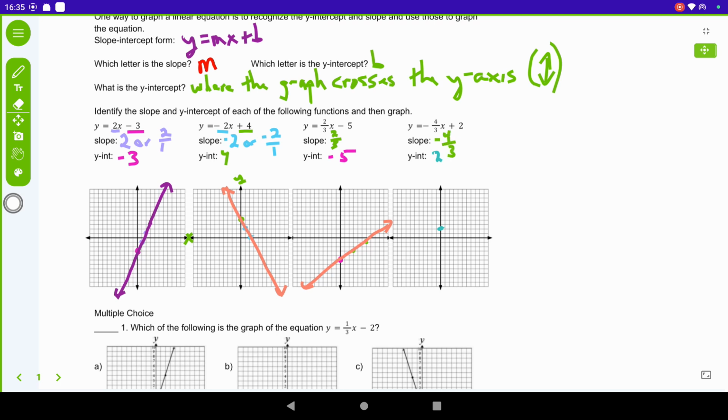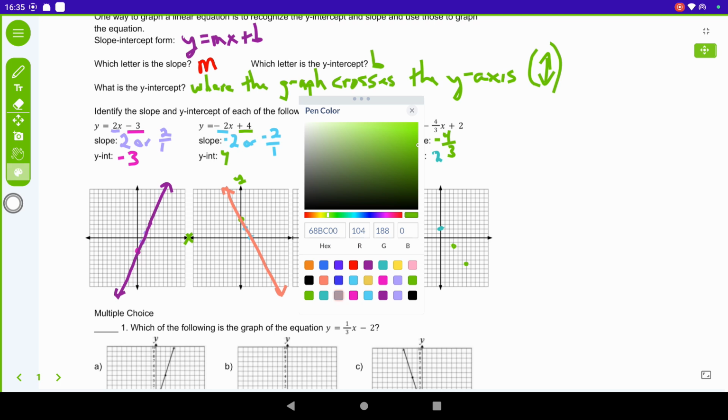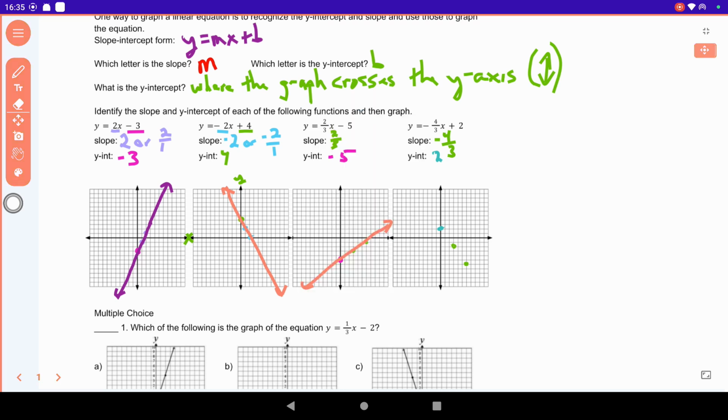So from here, we're going to go down 4, right 3. Down 4, right 3. And again, grab your straight edge, draw the line that goes through those points, extend it all the way to the edge of your graph, draw arrows showing that it continues.